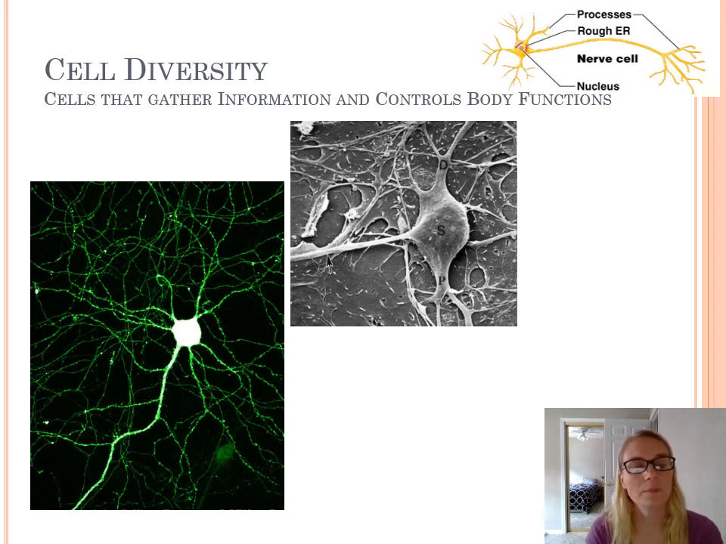Okay. The next group of cells are cells that gather information and control body functions. These are cells that fit into the last category, that 4th category of tissues, which is nervous tissue. So these are your neurons. I've shown a couple different micrographic pictures of neurons. This is what makes up your brain, your spinal cord, and all your peripheral nerves. So they send signals via electrical impulses. We'll be learning about that in chapter 7 this term. So these are your neurons, nerve cells.